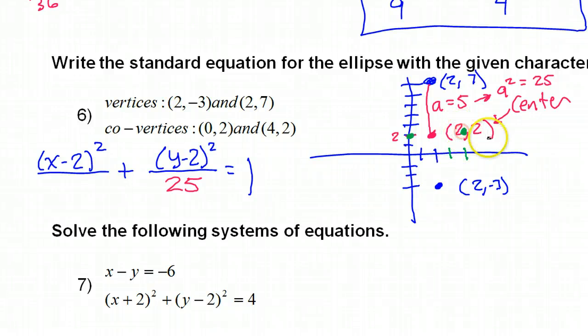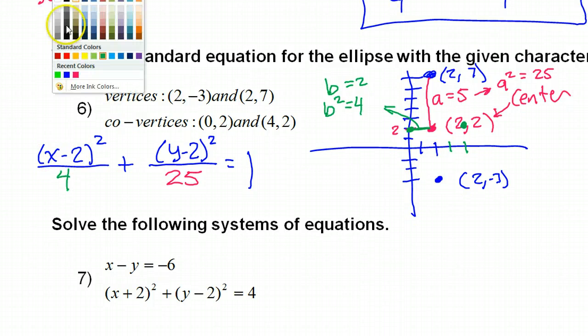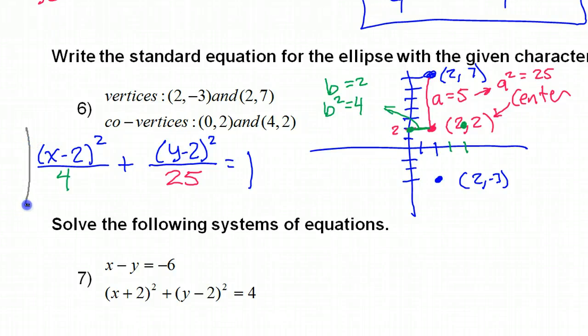Okay, but anyway, the b value is going to be this distance right here from the center to the co-vertex. So this tells me that b is 2. All right, it's going from 0 to 2. That's 2, which of course means that b squared is 4. Clearly it's going to go with the x because that's the only one left, but also because it's horizontal, that's the x direction, so it goes with the x. That is all, my friends. That's how you do number 6.